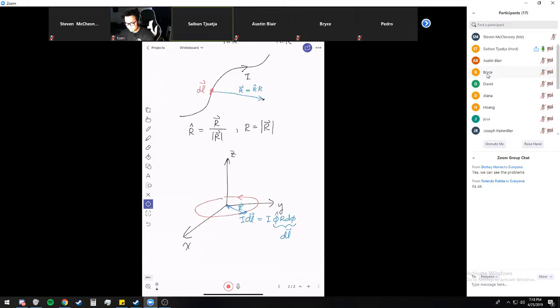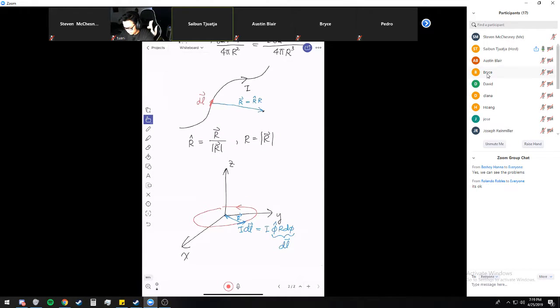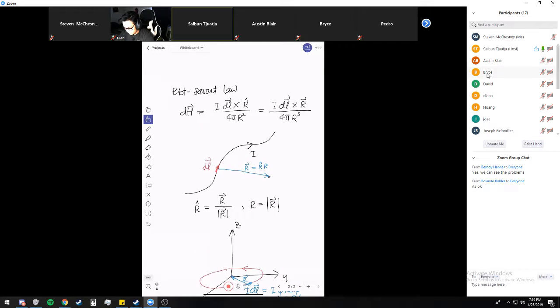So in these equations, no, this is a differential field right here, right? It's a differential field. So if you sum up all of them, like you sum here, you sum here, then you have the total field. Everybody follow that? All right.